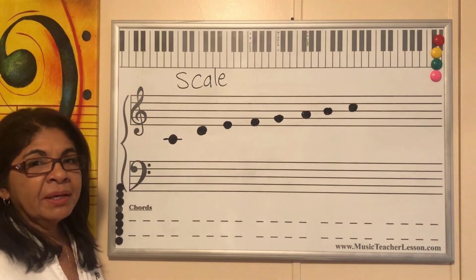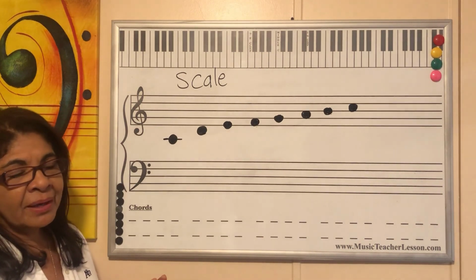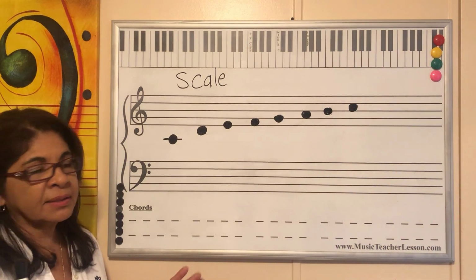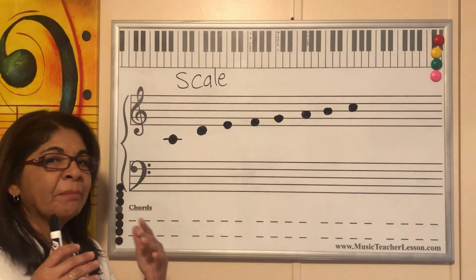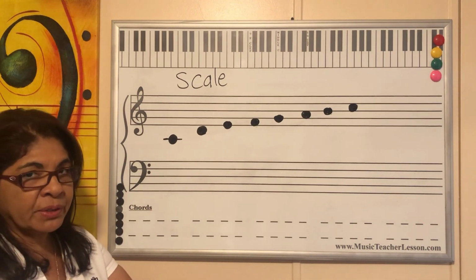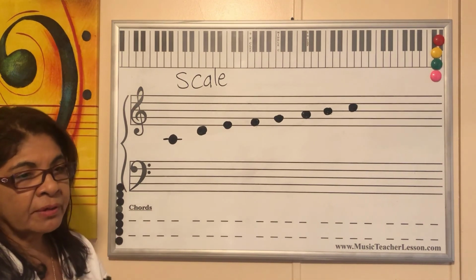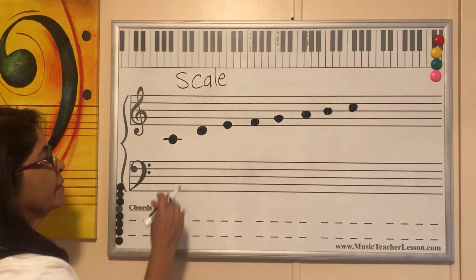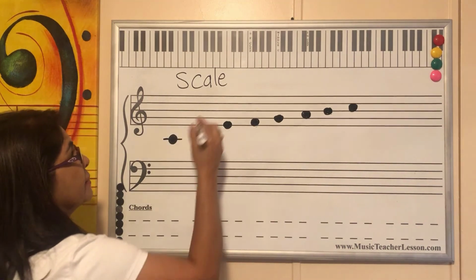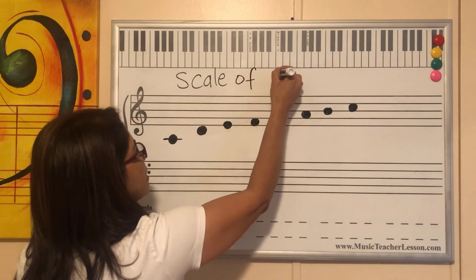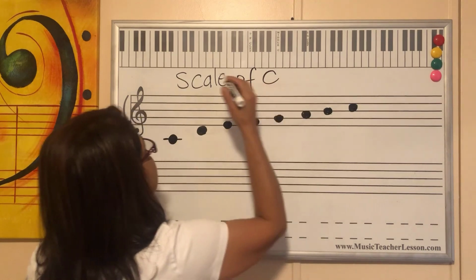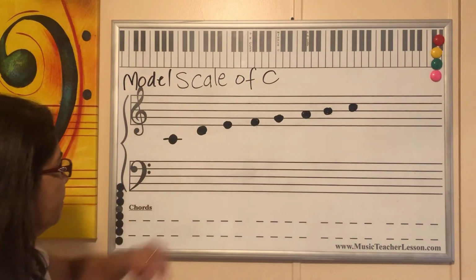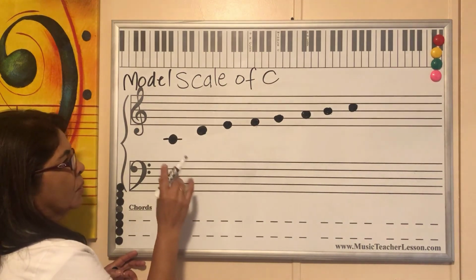So the scale can be major or minor. I mean, there are many kinds of scales, but we're gonna practice what a major scale is and what a minor scale is. That's one of the easiest parts. A major scale, for example, this is the scale of C. We're gonna use it as a model. Okay?